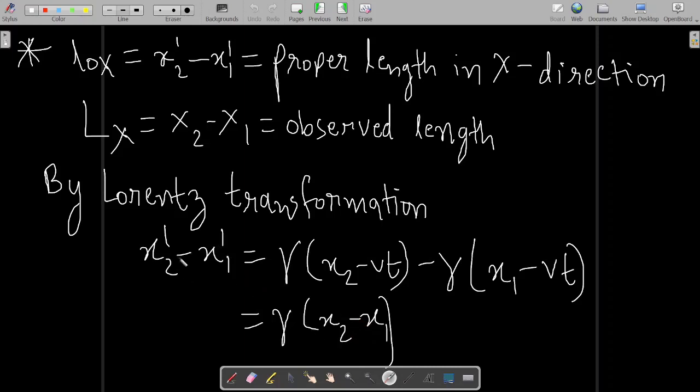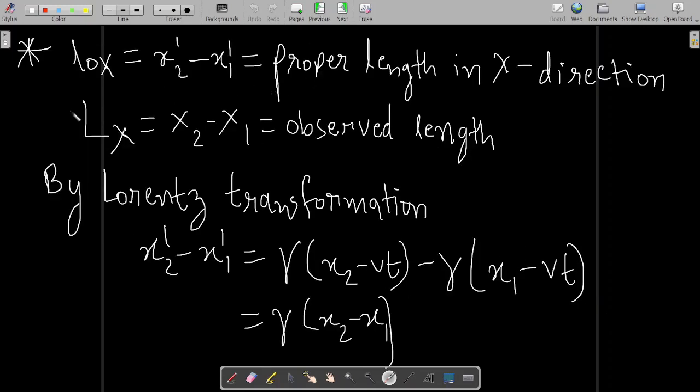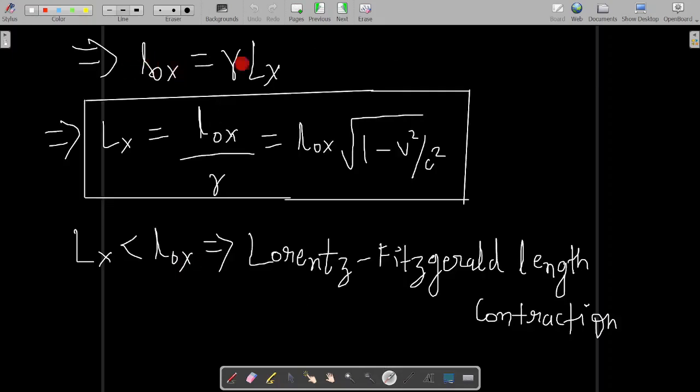Now, proper length is equal to gamma times observed length. So you can clearly see L0x is equal to gamma Lx. You can just substitute L0x in place of this thing, and in place of x2 minus x1 you can substitute Lx. So over here you will substitute Lx, over here you will substitute L0x, and you will get this particular entity: L0x is equal to gamma Lx.